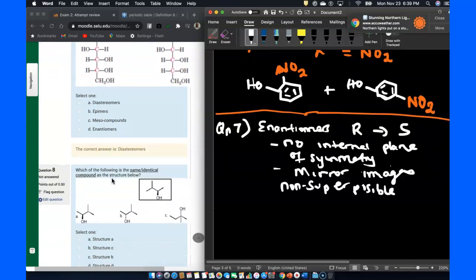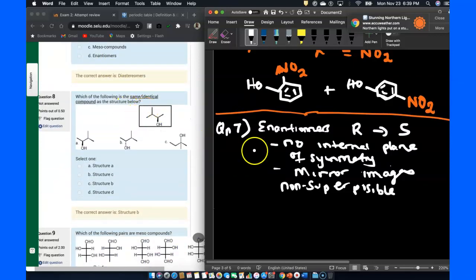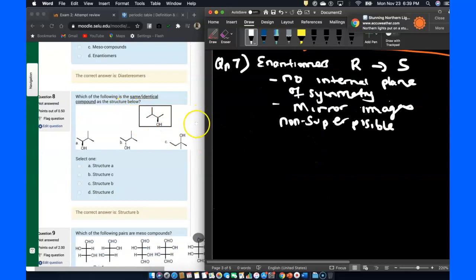All right. Meso compounds is where you would have what should have been enantiomers, but you have an internal plane of symmetry. You can review those in our lecture that concerns enantiomers, meso, and diastereomers. Which of the following is the same or identical?